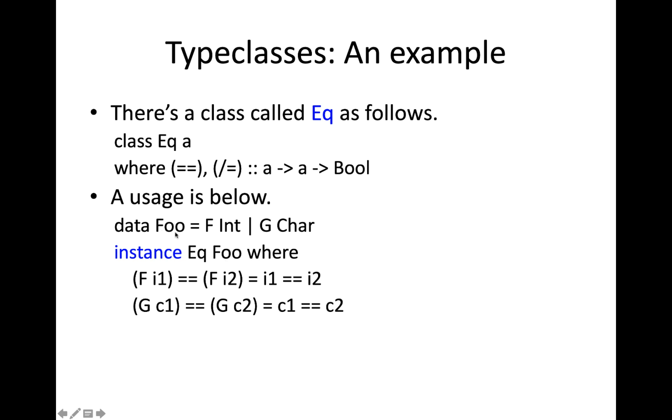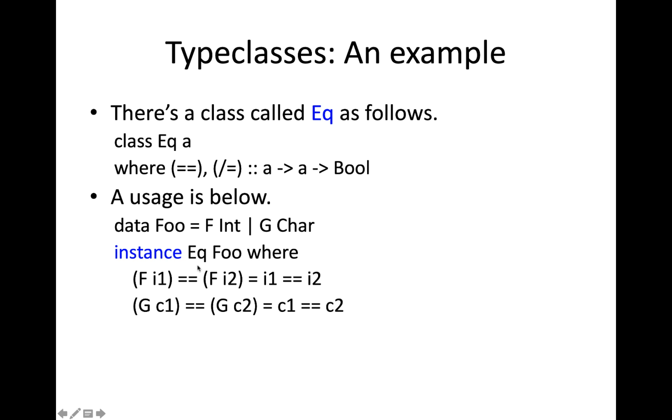And what is foo? Foo is a type. We are defining it here using this data keyword. And there are two possibilities for foo. One is it is an int, and we want to call it f int, or it can be a char, we want to call it g char. Okay, so that is how foo is.